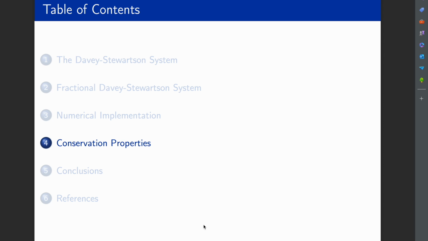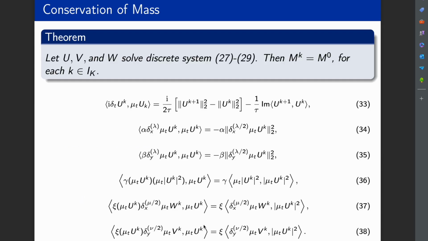Now we can talk about the conservation of the properties of the numerical implementation. First of all is the conservation of mass. We have the third theorem: letting U, B, and W solve the discrete system, then we will have that the mass will remain the same over time.